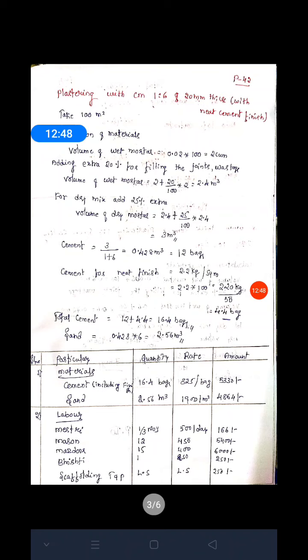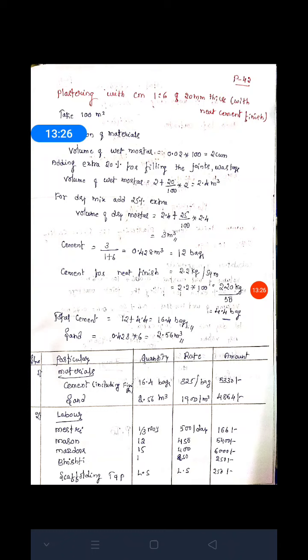Okay. Then we move on to the next one, that is plastering with cement mortar 1:6 for 20 mm thick. Sometimes he has mentioned 20 mm thick with neat cement finishing. That is the reason he has mentioned 20 mm thick here. Then we should calculate the wet volume here. Wet volume equals thickness into area. Thickness is 20 mm, converted into meter, 0.02 into 100, then you get 2 meter cube. Additionally, 20% extra we have to add for the uneven surface and joints.